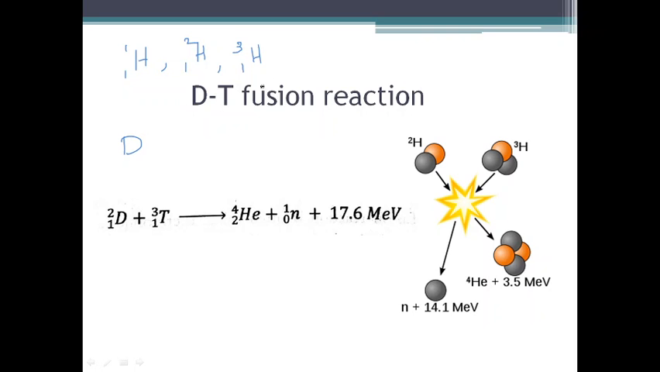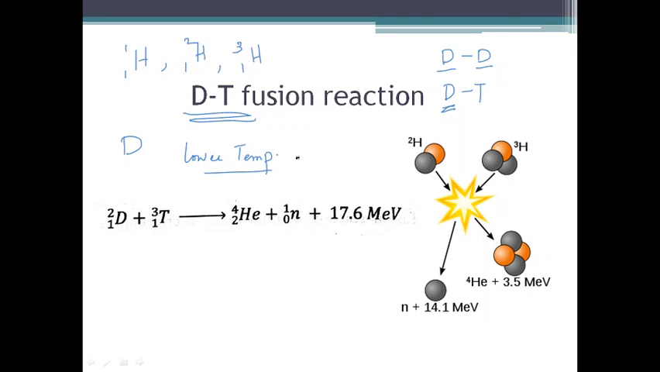So there are several fusion processes that are possible with hydrogen atoms itself. One such reaction is called the DD reaction, where deuterium and deuterium fuse together. Another reaction is the deuterium-tritium reaction, where a deuterium nucleus and a tritium nucleus react together. Normally, in a fusion reactor, we prefer DT reactions, because they can be maintained at a lower temperature and they also release a huge amount of energy.